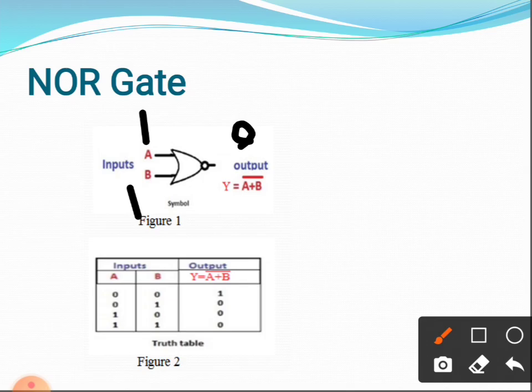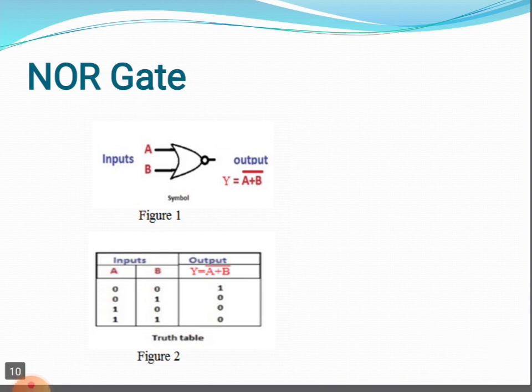That means your NOR gate can be defined as the output is high if and only if all the inputs are low. That is your NOR gate.